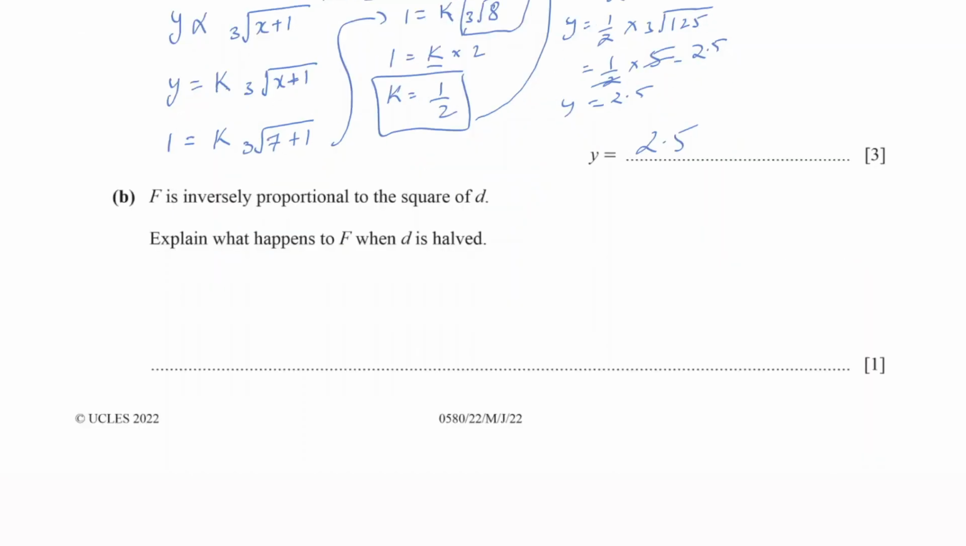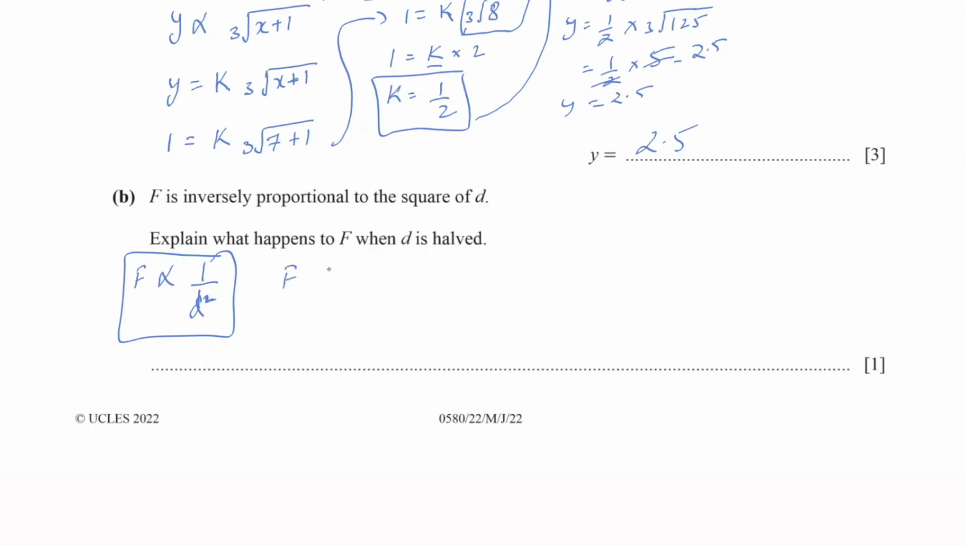F is inversely proportional to the square of d. Explain what happens to f when d is half. Try to understand this. F is inversely proportional, that's why 1 by d square. Square of d, right? D square. So f is inversely proportional to square of d. What happened to f when d is half? Okay, this is one of the cases.